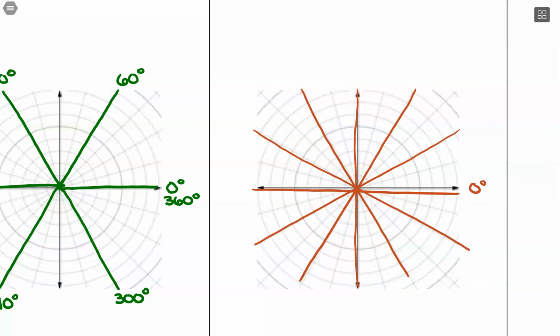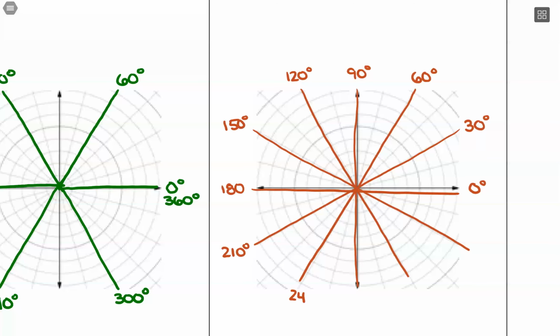So we have our 0 degrees, and now we're going by 30 plus 30 plus 30 plus 30 plus 30 plus 30, 30, 30, 30, and 30. Okay, there we go.